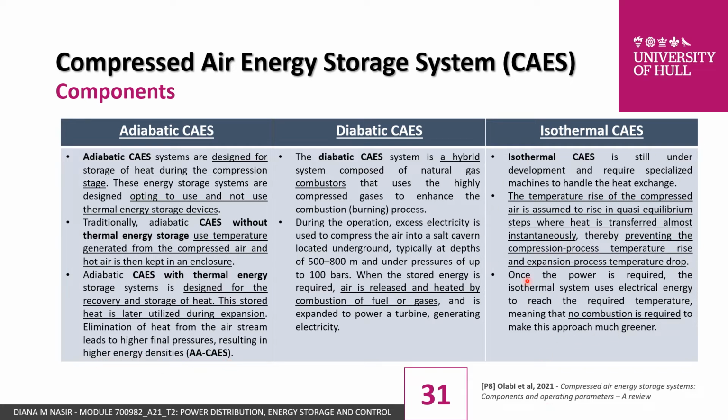Then we go to isothermal CAS, which is still under development, and it requires a specialized machine to handle the heat exchange. The temperature rise of the compressed air is assumed to rise in quasi-equilibrium steps where the heat is transferred almost instantly, thereby preventing the compression process temperature rise and expansion process temperature drop. Once the power is required, the isothermal system uses electrical energy to reach the required temperature, which means that no combustion is required, and this approach is much greener as compared to the other two systems.